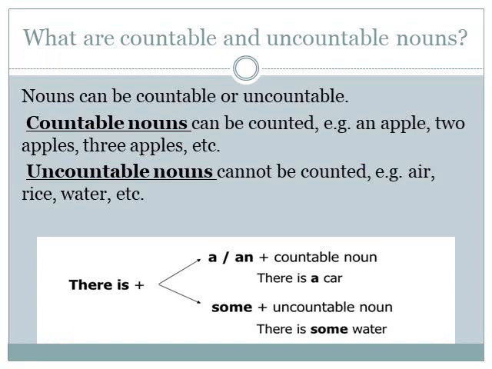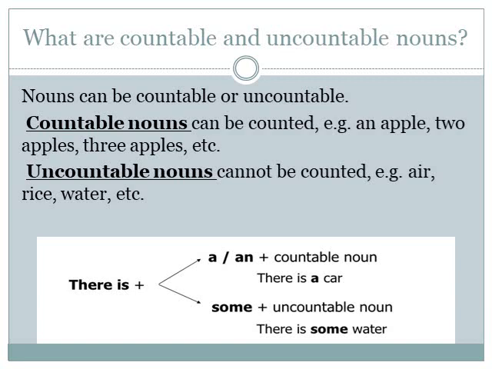Now, before we proceed, you need to understand what countable and uncountable nouns are. Nouns can either be countable or uncountable. Countable nouns can be counted, as is evident from the name. For example, an apple, two apples, three apples, etc. Uncountable nouns cannot be counted. For example, air, rice, water, they all come under uncountable nouns.